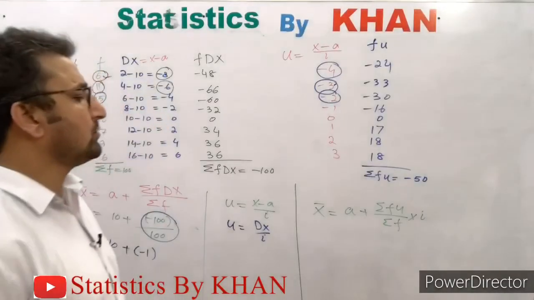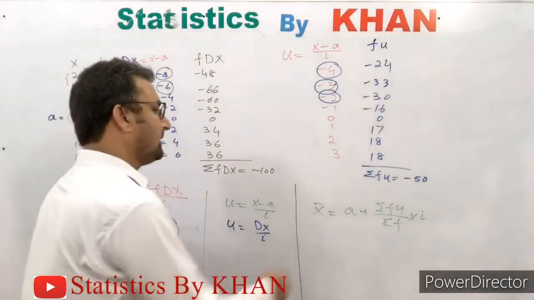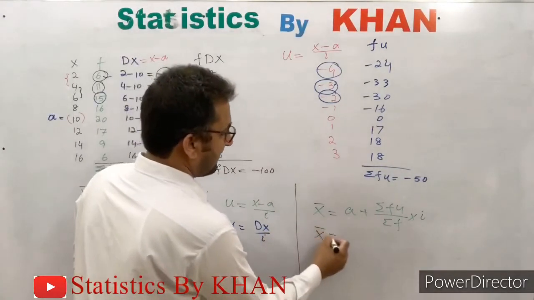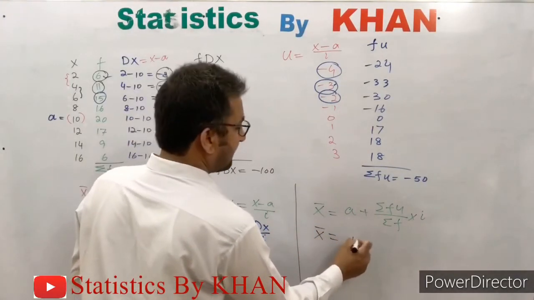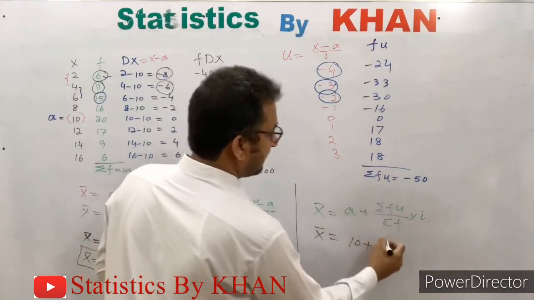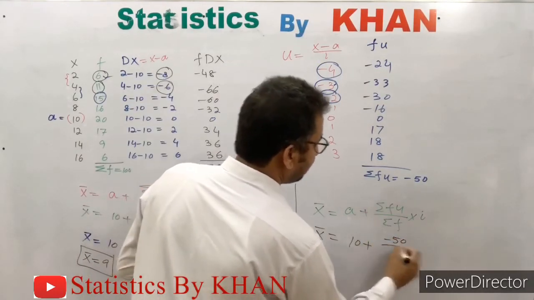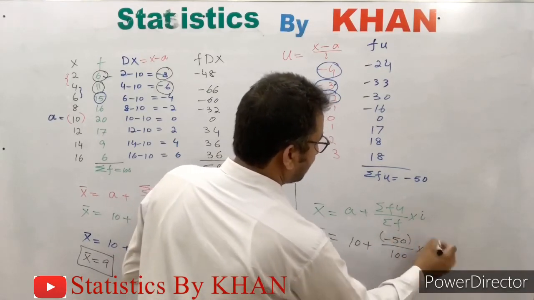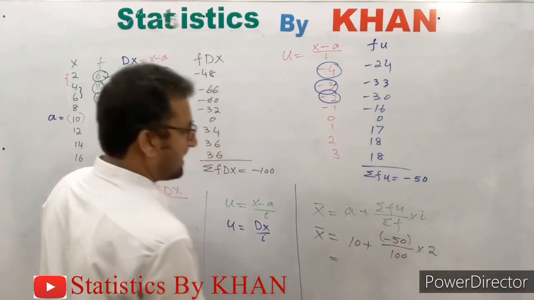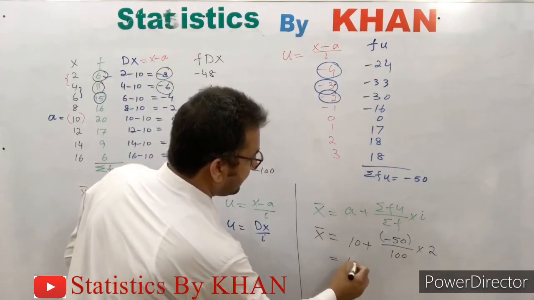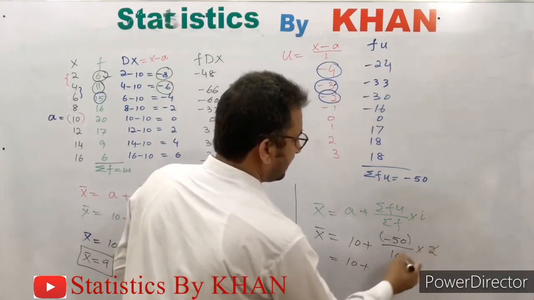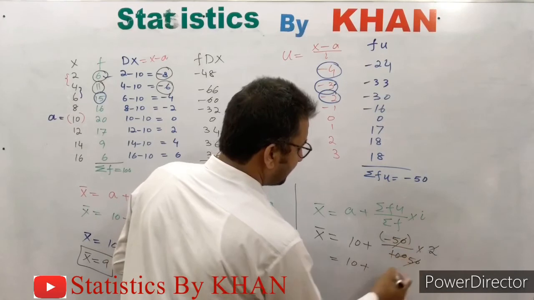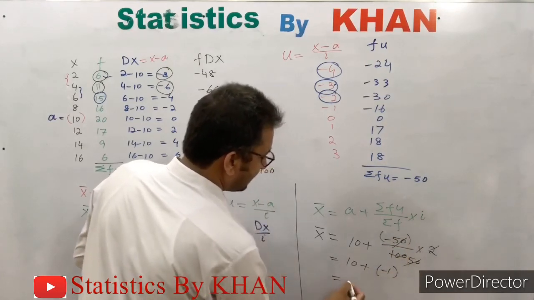Now we have all those numerical values which are needed for this formula. So now putting those values in this formula, x bar would become a, which is 10, plus summation fu. Summation fu gave minus 50 and summation f is 100, and multiply by 2. So this would be 10 plus, if we cancel it out, it will be 50, and if we cancel them out, we will get again minus 1. So the answer is again 9.